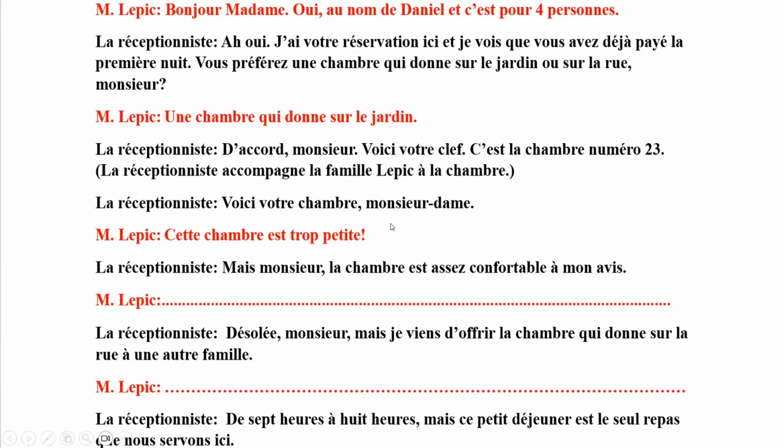So we can see the answer that we placed here in between what was said above and what was said below fits the context perfectly. Now let's look at what is written here and below so we can have an idea of what we're going to say. Mais, monsieur, la chambre est assez confortable à mon avis, but sir, the room is quite comfortable in my opinion. And then here is blank.